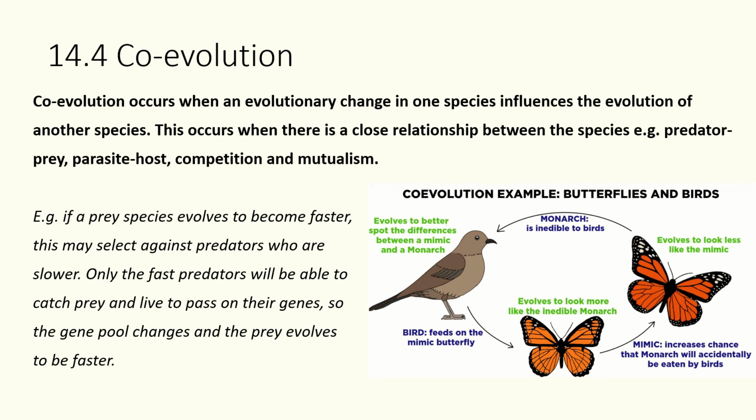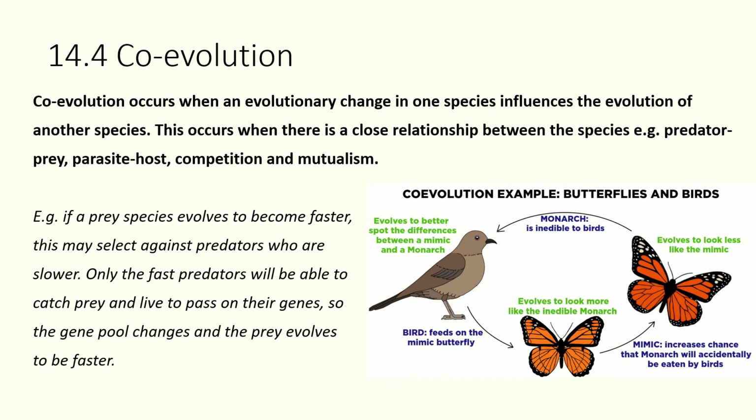So, for example, if a prey species evolves to become faster so that it can survive and escape its predator, then this may select against predators who are slower. So only the fastest predators will survive. Therefore, the predator population gets faster to catch their prey, and so they get faster, killing off the slower of the prey, and so on.